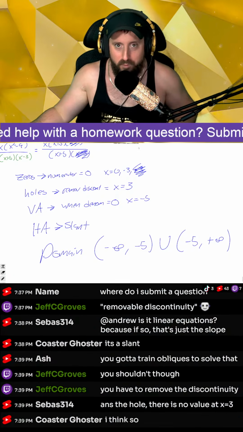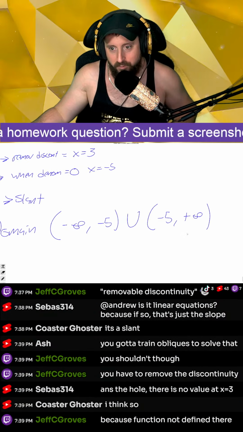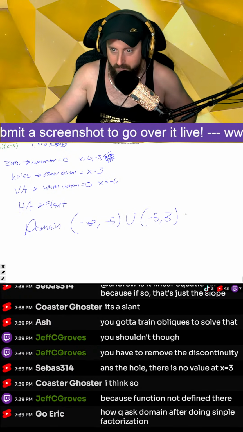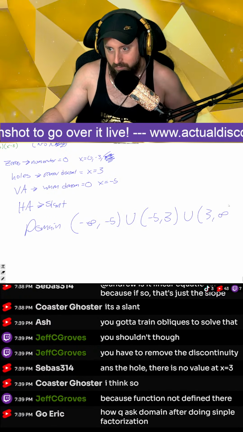Oh, you shouldn't though. Okay, you do have to remove it. Yeah, okay, so there is no value at 3. Okay, so sorry, we do have to fix that. Okay, fine. So negative 5 union 3 comma infinity.